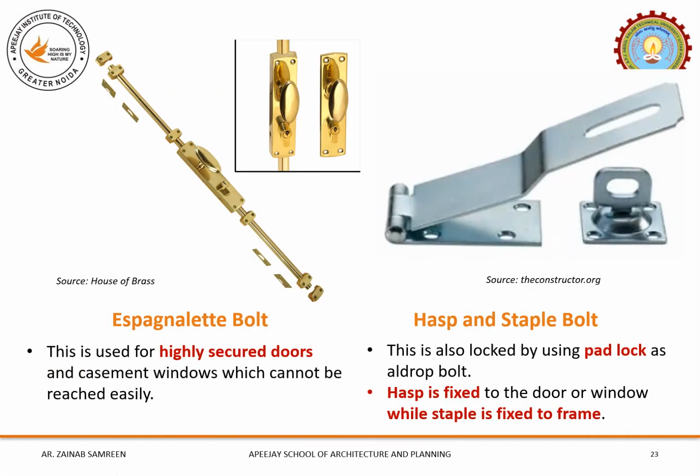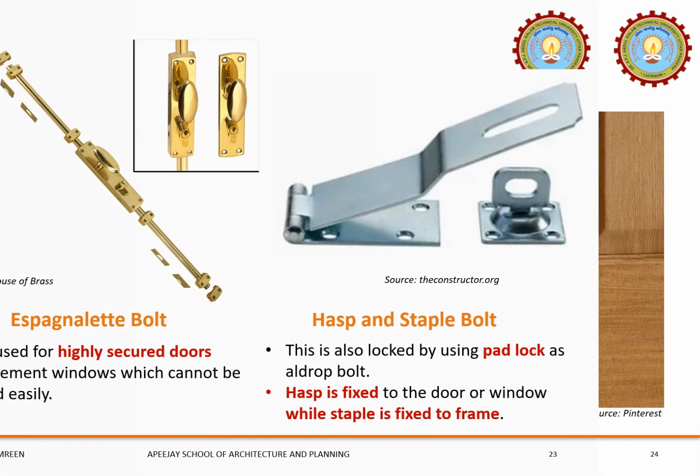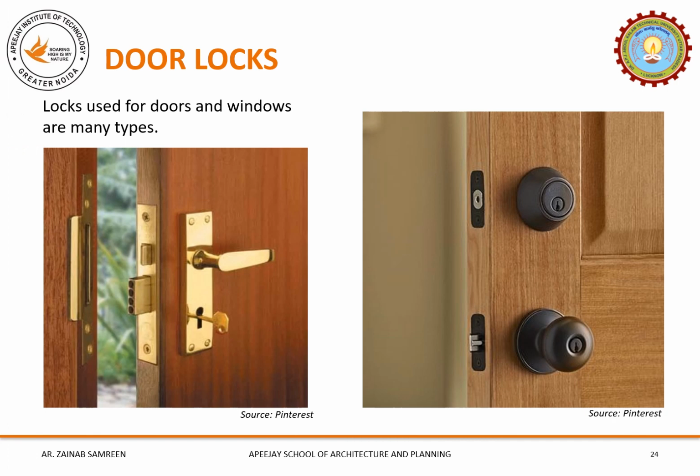Another one is the spagnolet bolt. This is used for highly secure doors and casement windows which cannot be reached easily. This is the hasp and staple bolt, looks like a stapler. This is also locked by using a padlock, as with the L-drop bolt. The hasp is fixed to the door or window, and the staple is fixed to the frame. The locks used for doors and windows are of many types.